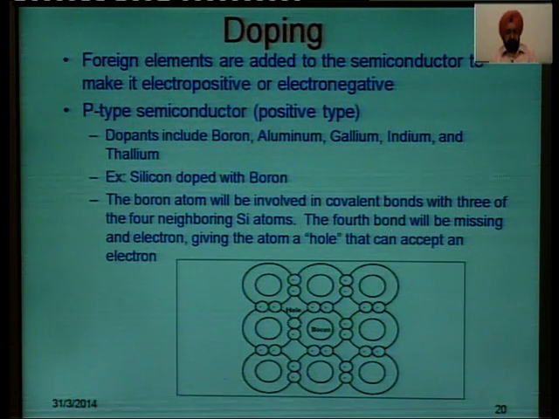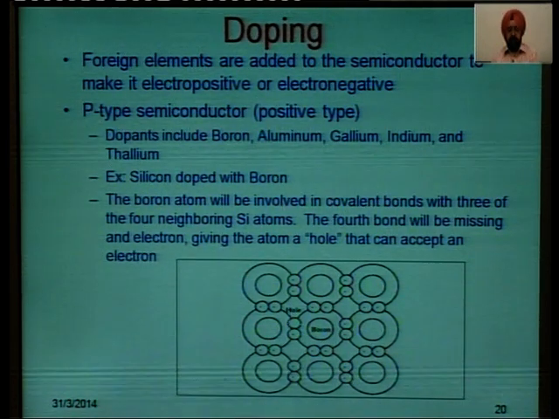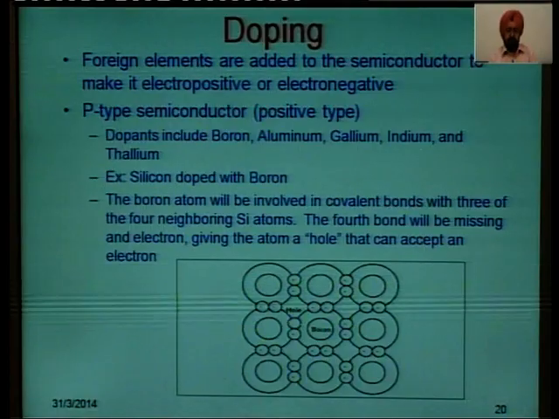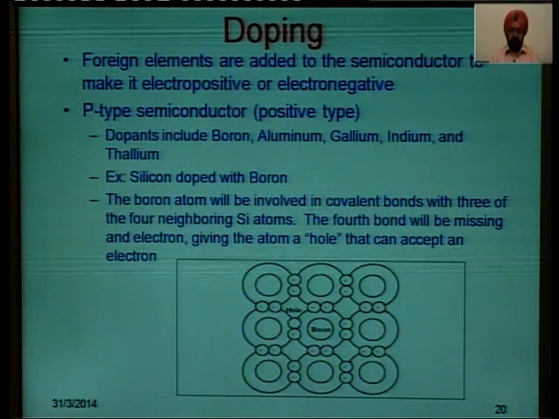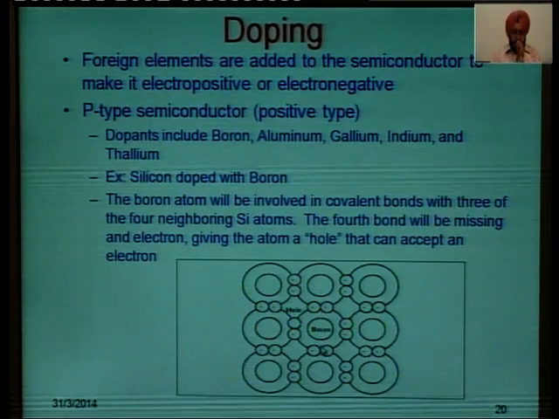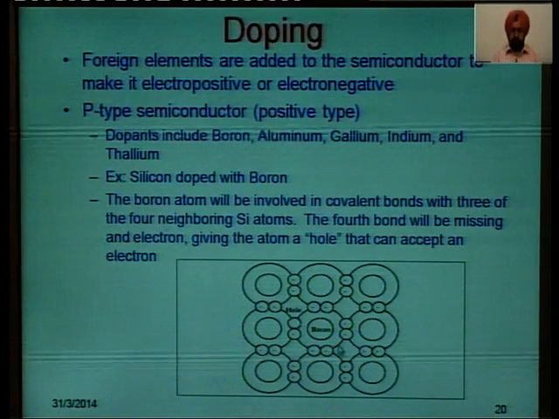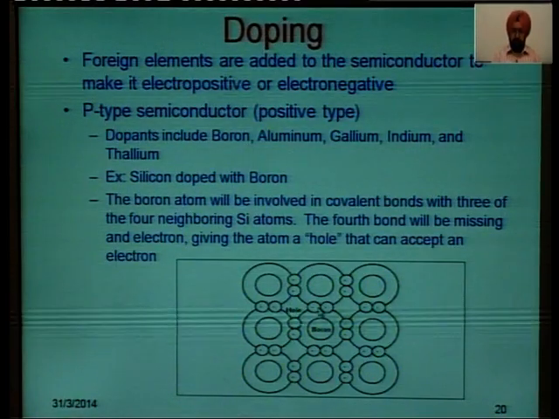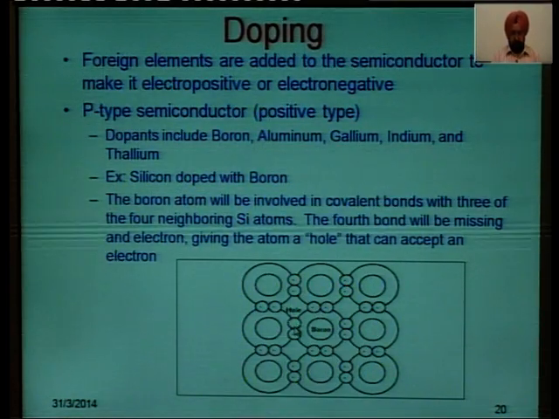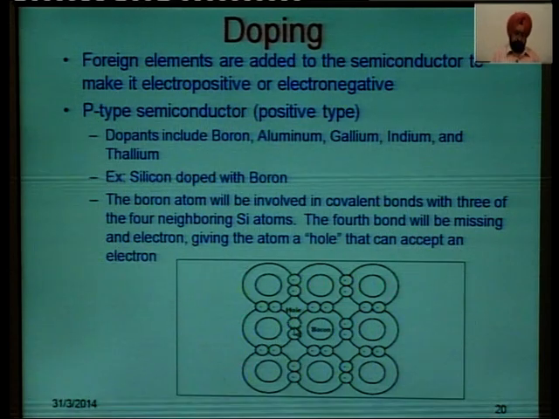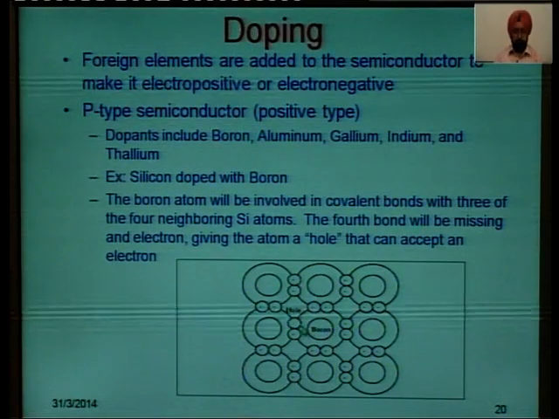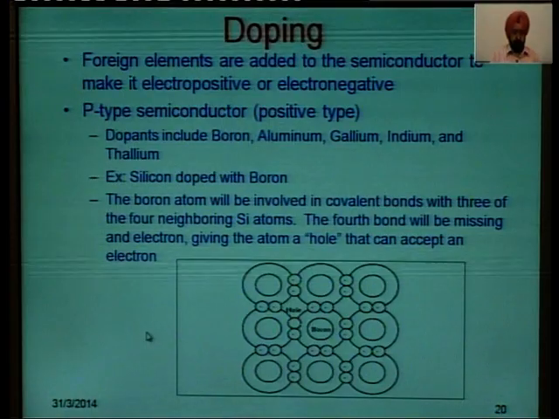To make a p type semiconductor, the dopants that are included are boron, aluminum, gallium, indium and thallium. For example, if you dope silicon with boron, here is the boron atom. The boron atom will be involved in covalent bonds with 3 of the 4 neighboring silicon atoms, but the 4th bond will be missing, giving the atom what we call a hole. This hole can accept an electron.